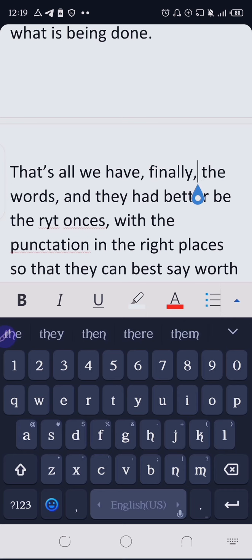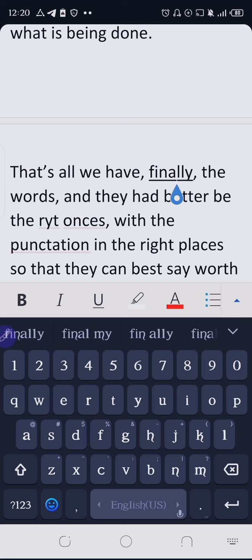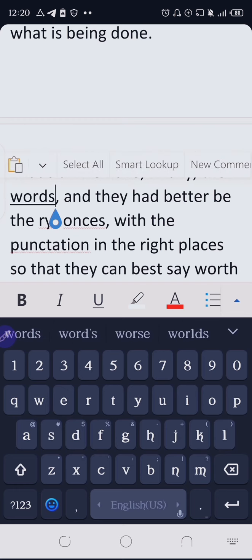So there is another parenthetical comma here. That's all we have. Okay, the parenthetical comma here is the finally, the words, right? So we continue. And they had better be the right ones.